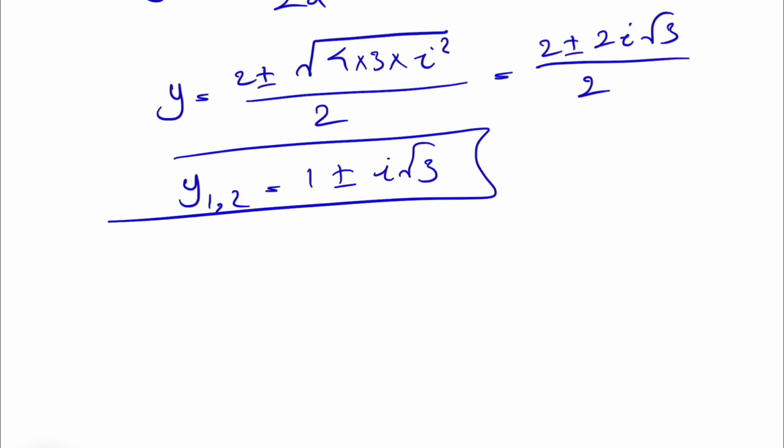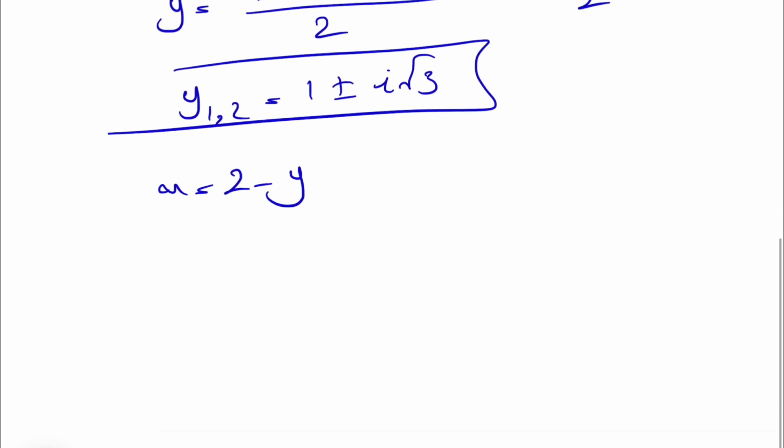Our y will be 1 plus or minus i square root of 3. So that's our answer for y, but we defined our x in the first step as 2 minus y. We have 2 answers for y, which means we have 2 answers for x too. So we have 2 answers for this question.